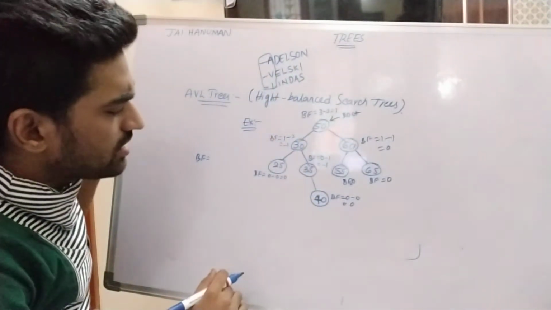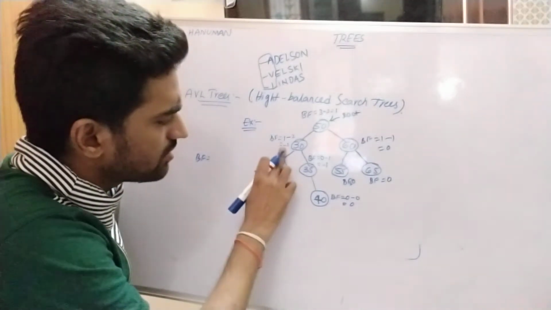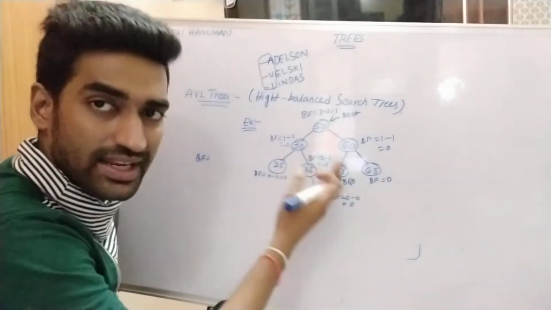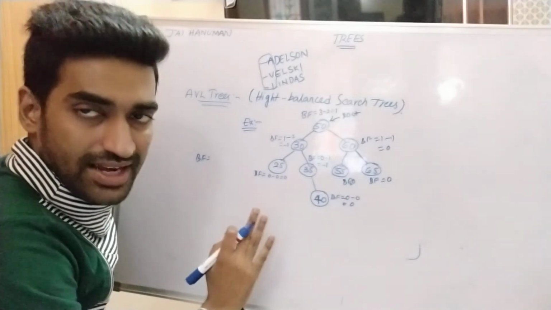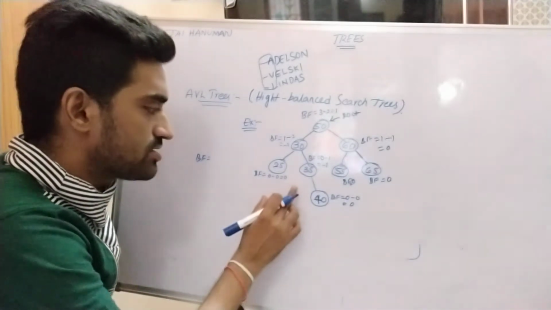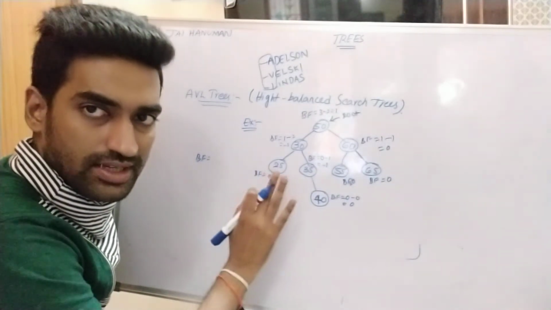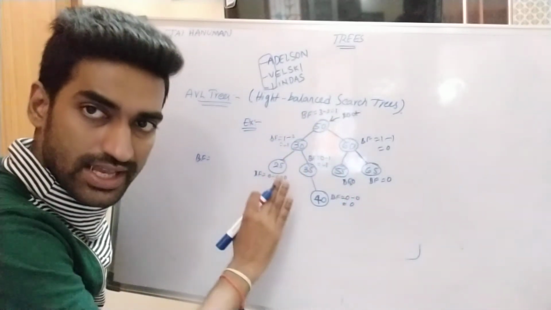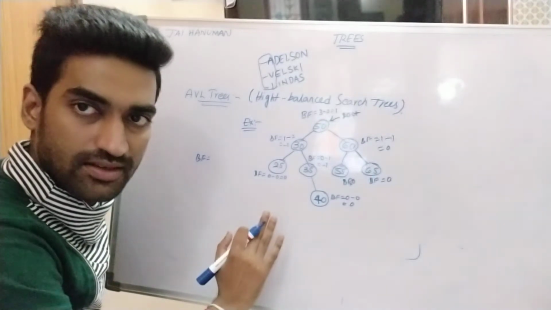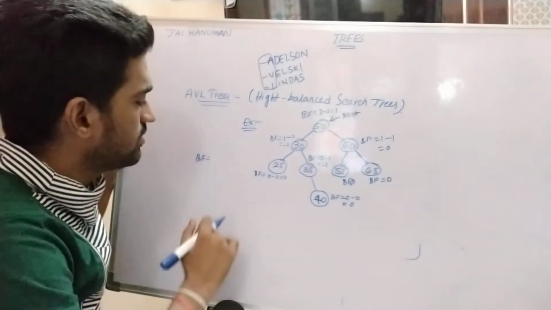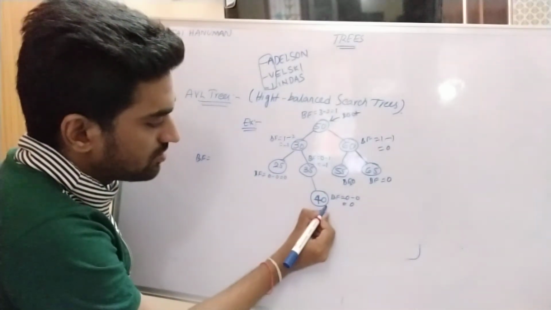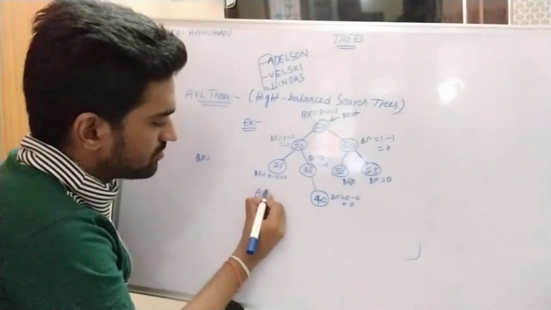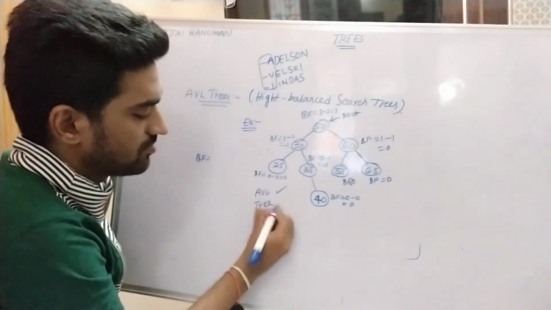So here each and every node contains 0, minus 1 or 1 balancing factor. So that's why this tree is an AVL tree. Why? Because it satisfies the binary search tree property as well as the balancing factor property, right? For example, here I am considering, so this is an AVL tree. This is an AVL tree. Fine.